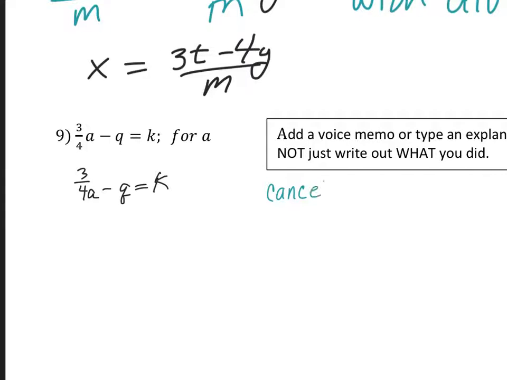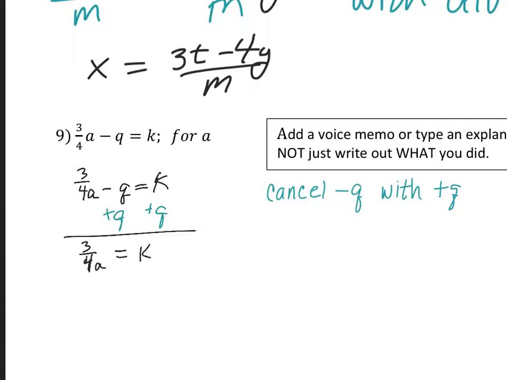I'm going to cancel a minus q, and I'm going to do that with a plus q. I'm going to add it to both sides. So that'll leave me with 3/4 a is equal to k plus g. Don't just write kg because we didn't multiply those. We're adding them together, but we can't combine them since they're not the same variable.